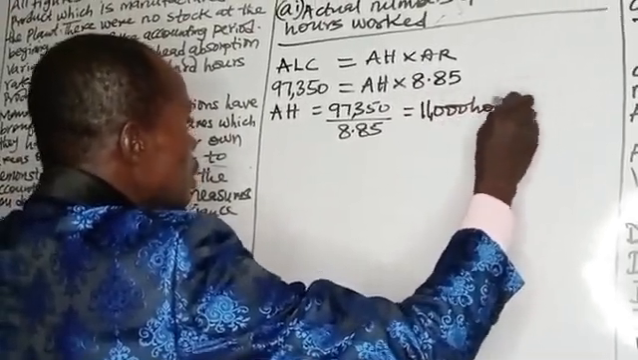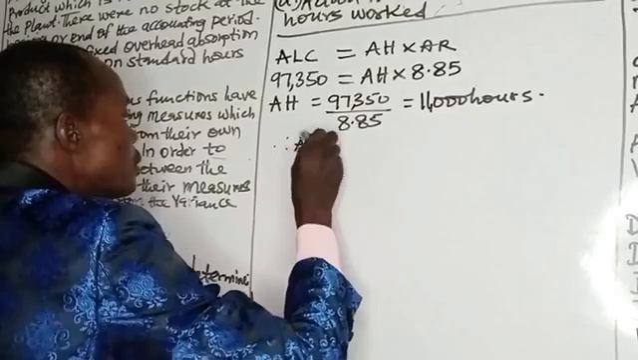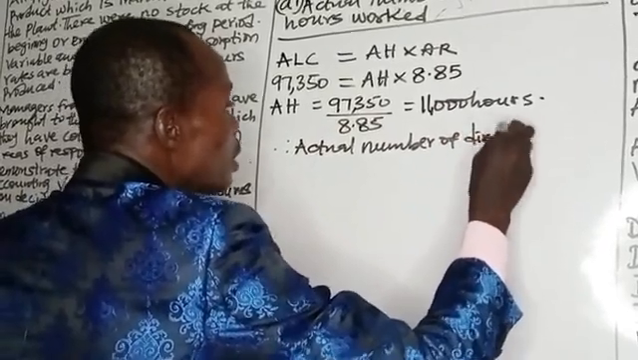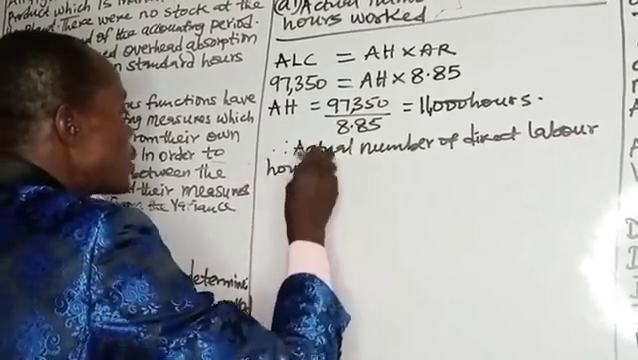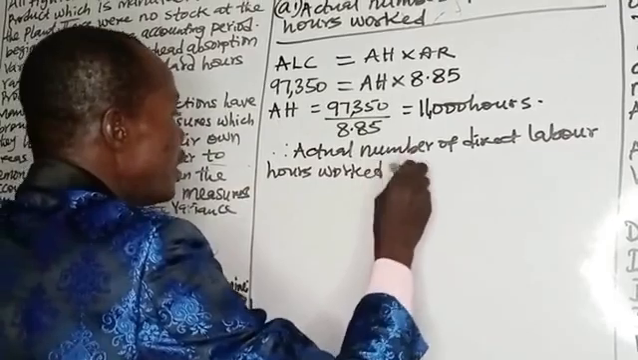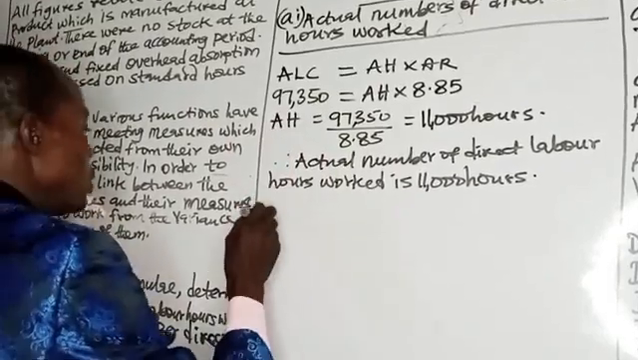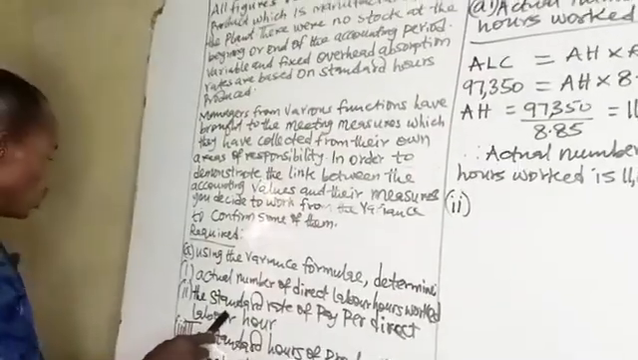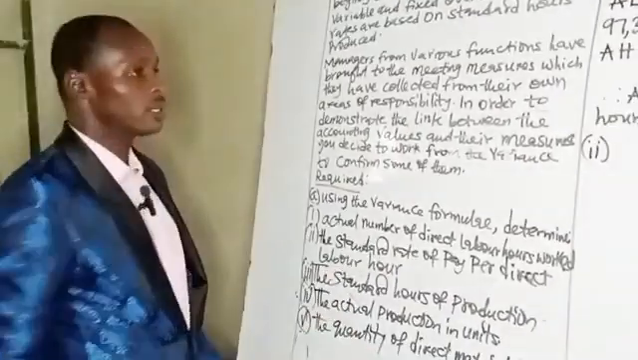hours. Therefore, the actual number of direct labor hours worked is 11,000 hours. That is the solution to the first part of the question. Roman figure 2. Now, you are told to calculate the standard rate of pay per direct labor hour. You want to calculate the standard labor rate.